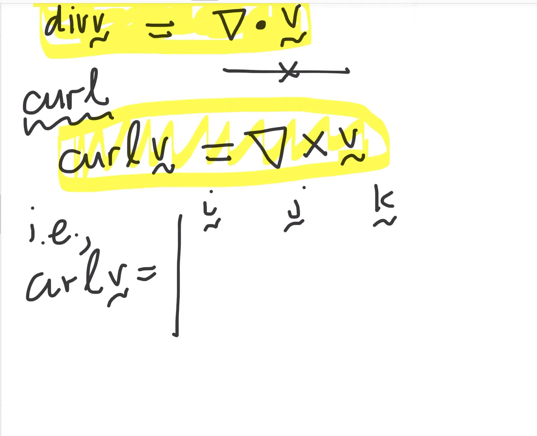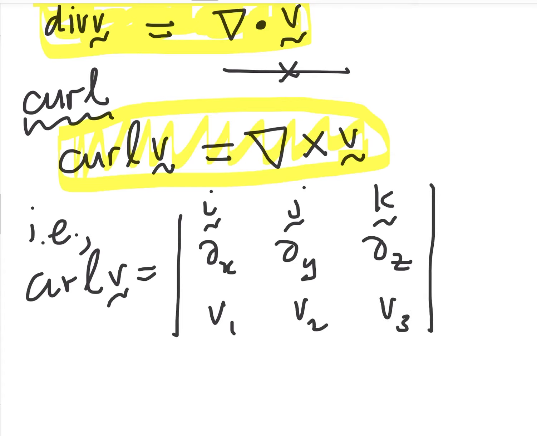The del operator is the partial derivative with respect to x. I'll write it as partial derivative with respect to y, partial derivative with respect to z, and the third row is the vector field V, which is V1, V2, V3. And this, of course, we can write out as a vector. The first component of this vector will be the determinant of the 2 by 2 matrix that I'm going to indicate here.